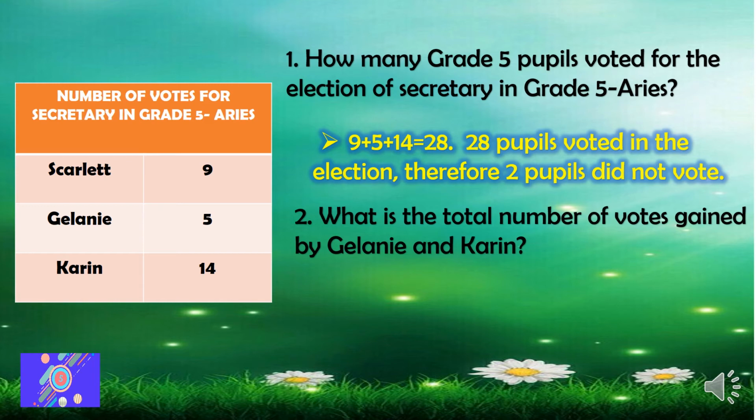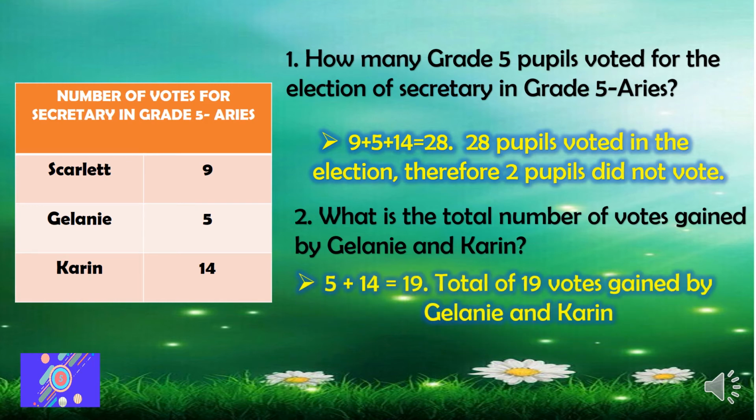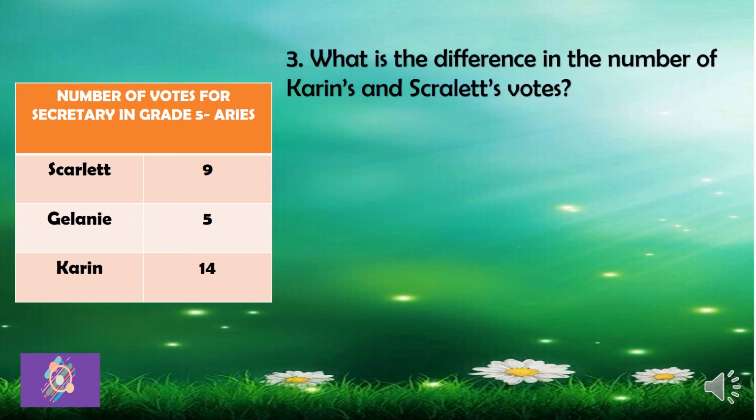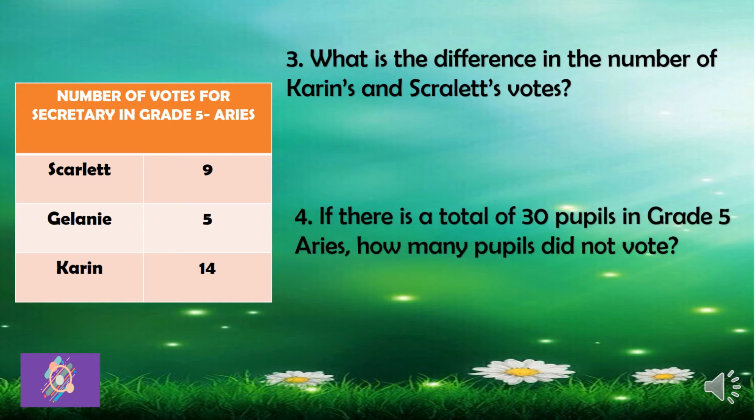Number 2, what is the total number of votes gained by Jelani and Karin? So the answer is, Jelani got 5 votes, and Karin got 14 votes, so for a total of 19 votes gained by Jelani and Karin. To continue, number 3 question, what is the difference in the number of Karin's and Scarlett's votes? And for number 4, if there is a total of 30 pupils in grade 5 Aris, how many pupils did not vote?